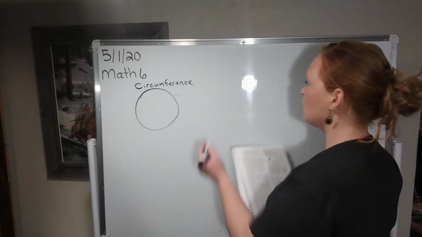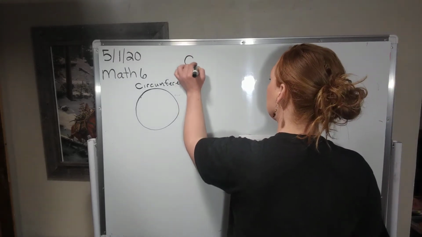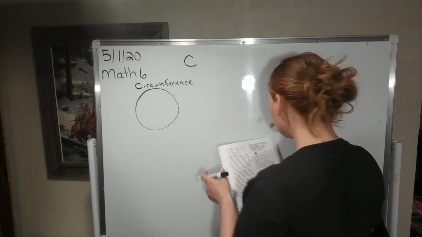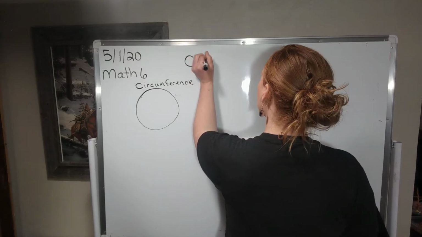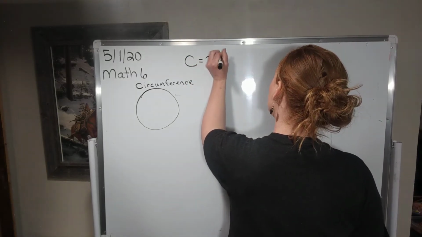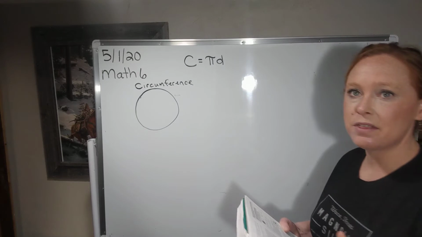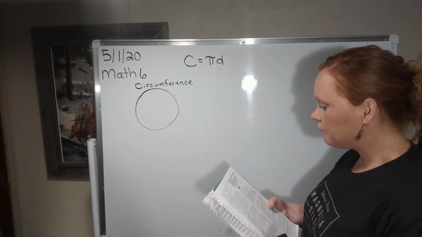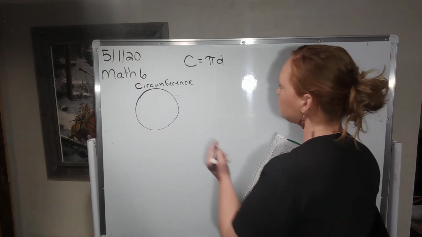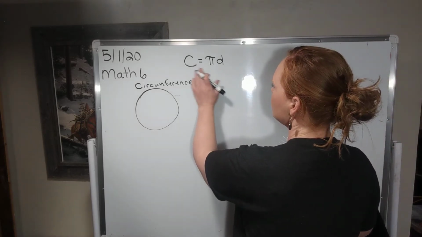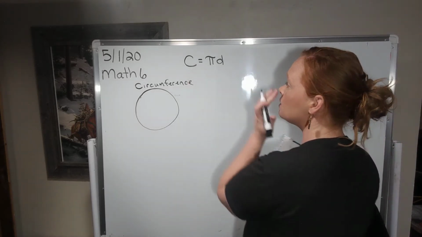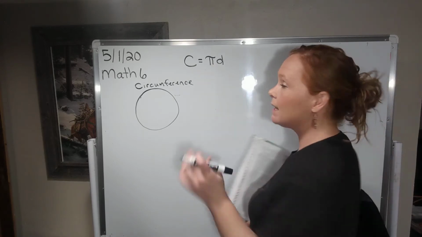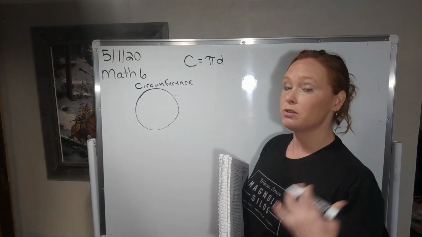So the formula for finding circumference is C, being circumference, equals pi d. Okay, and I'll talk about what these symbols mean. To find the circumference, we have to know what these two parts are. Well, pi is that big number, we've talked about it before, that goes on forever.